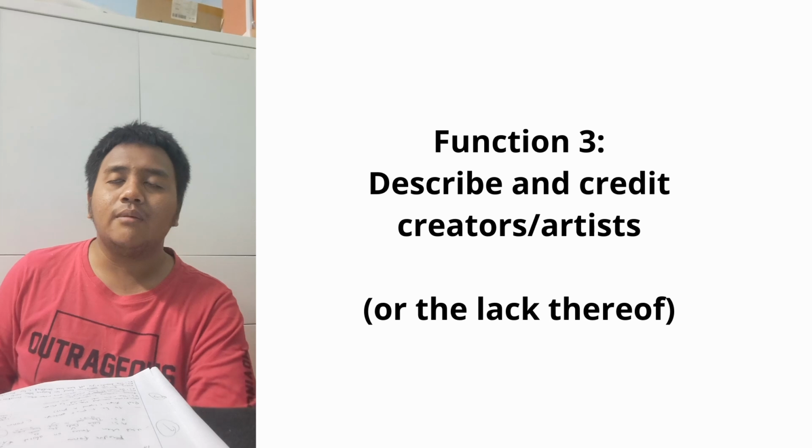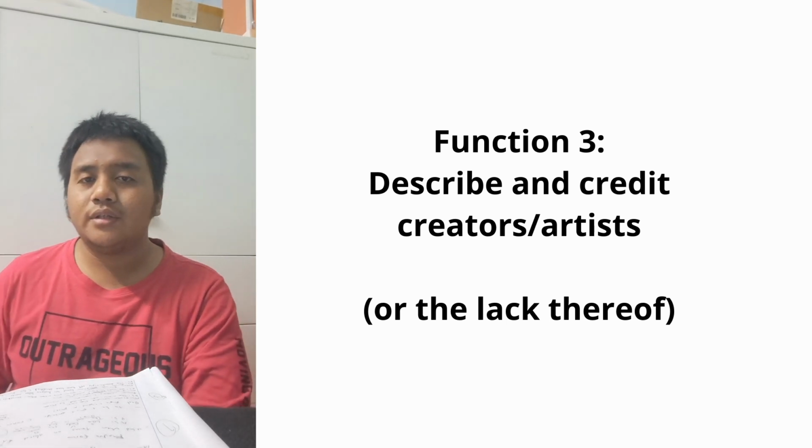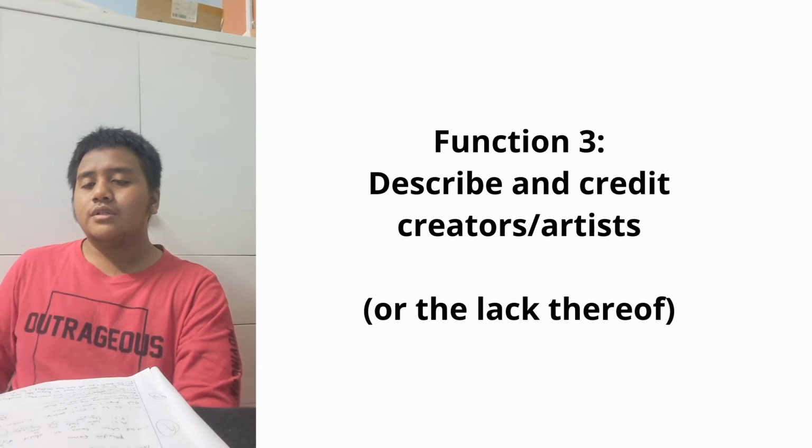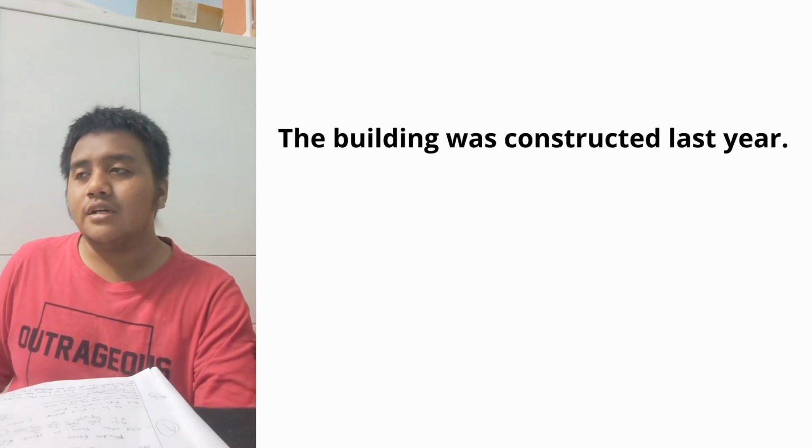Okay, then we would use passive sentences to describe creators, or to avoid giving credit to creators, or the lack thereof. So we kind of discussed it in the Mona Lisa example. So I want to emphasize the lack thereof part. So let's just say you have never seen a building before, okay? You came back to your hometown maybe, and there's a new building. So if you ask your mom, she would say something like, the building was constructed last year.